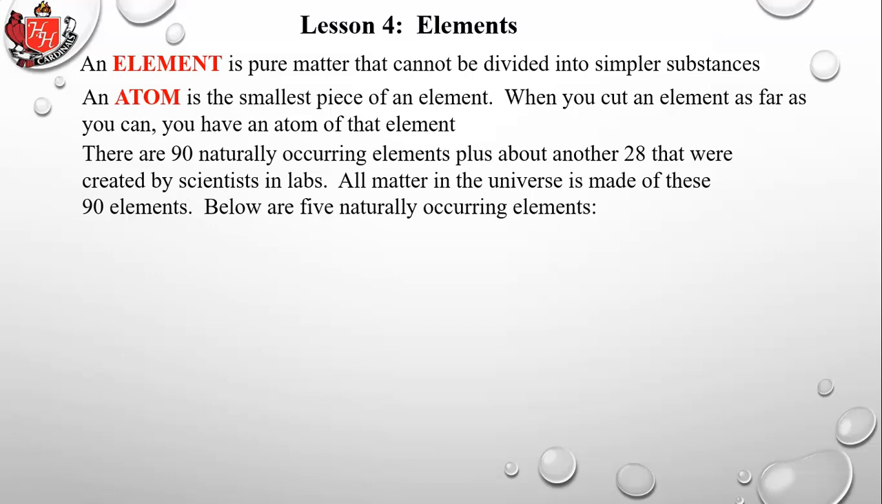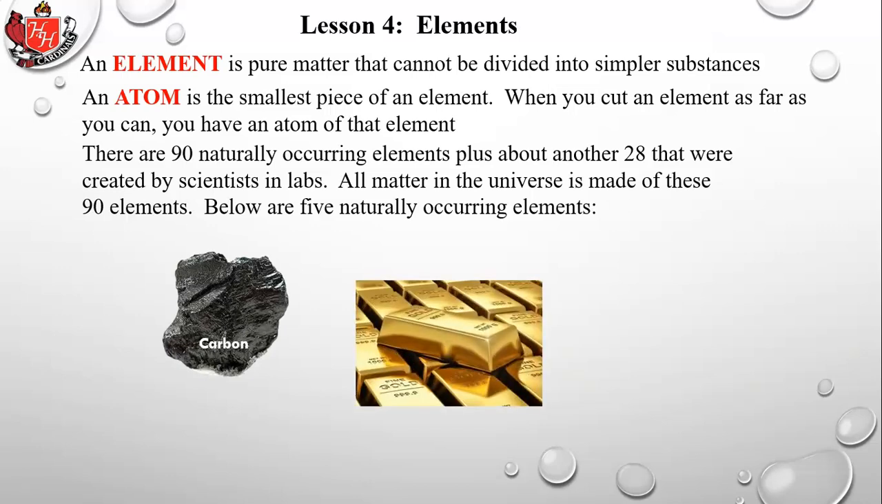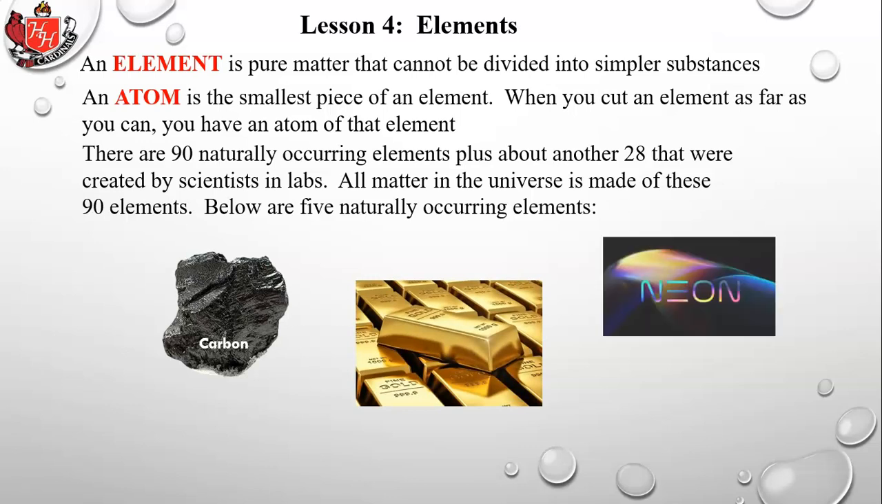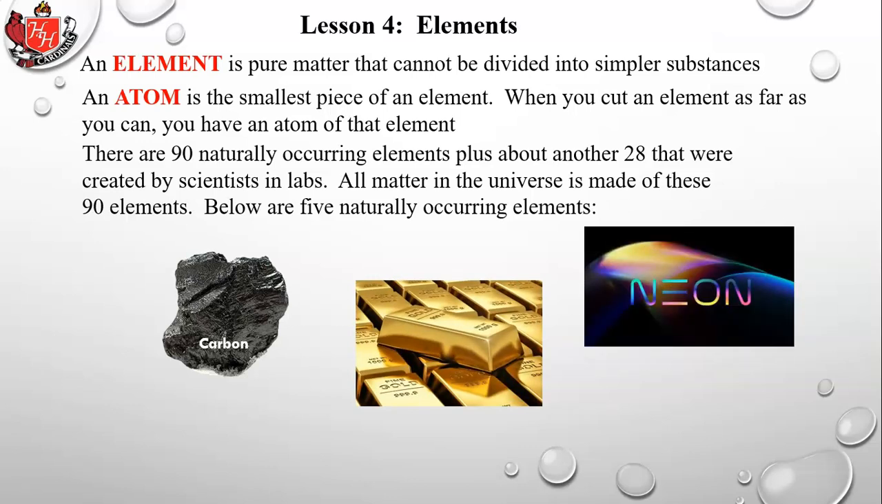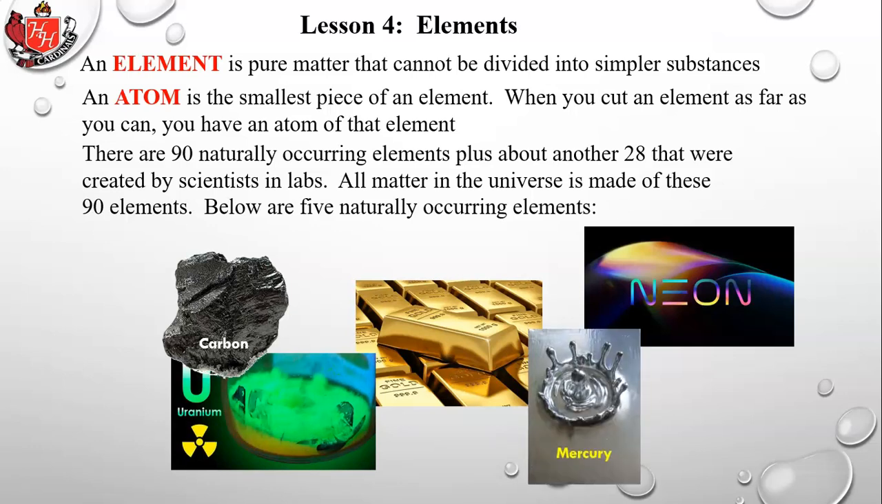Below are 5 naturally occurring elements. Carbon, gold, neon, which is a gas, uranium, which is the largest natural element, and mercury, which is one of only 2 elements on the periodic table that is liquid at room temperature.